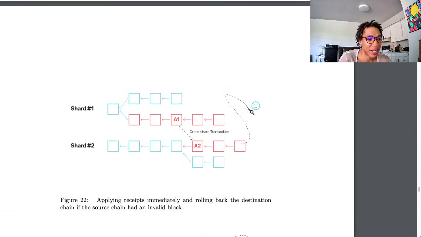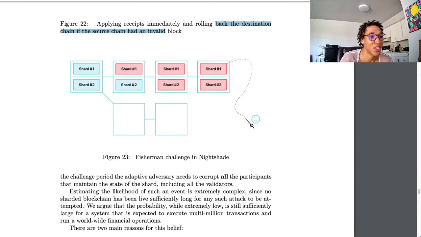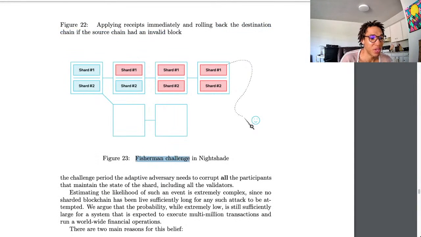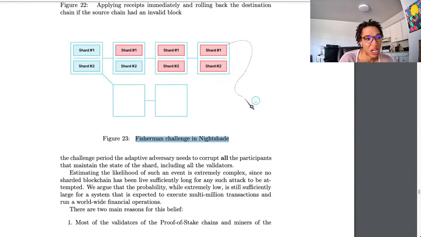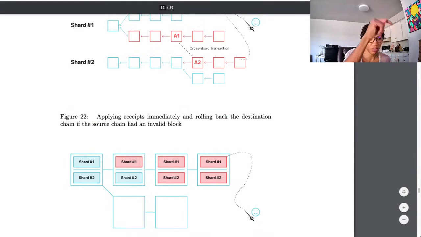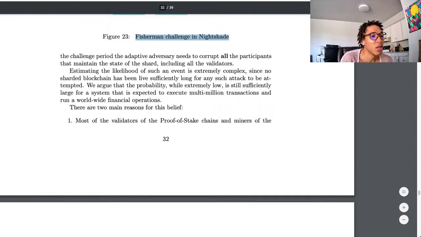So let's just look at these diagrams real quick. Figure 22, applying receipts immediately and then rolling back the destination chain if the source chain had an invalid block. Okay, I'm not going to go into all these diagrams, we just talked about all this. Figure 23 is the Fisherman challenge in Nightshade. So the Fisherman makes the challenge, and we go back to the original shard because we said, oh, these are all wrong, so everything built on top of it is wrong. Because there was an issue in shard 1 on block 1, all the other blocks, block 2, block 3, even for shard 2, are incorrect.